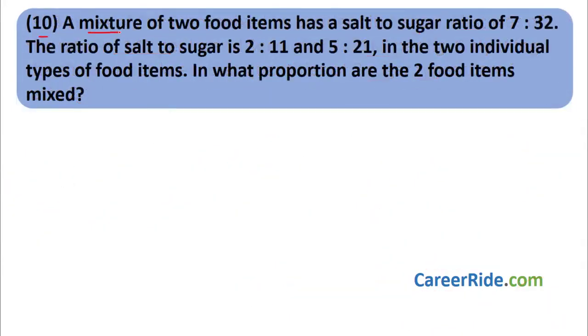Question number 10. A mixture of two food items has a salt to sugar ratio of 7:32. The ratio of salt to sugar is 2:11 and 5:21 in the two individual types of food items. In what proportion are the two food items mixed? Now, we have learned that whenever we have to find the ratio of quantity or the proportion of mixture, we generally use the formula. What is the formula? We have the cheap, we have the costly quantity, we have the average, and then we get the ratio of quantities, okay?